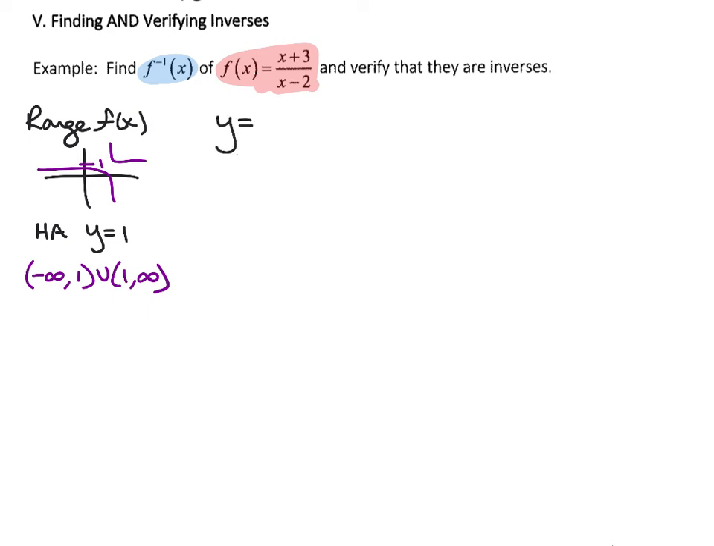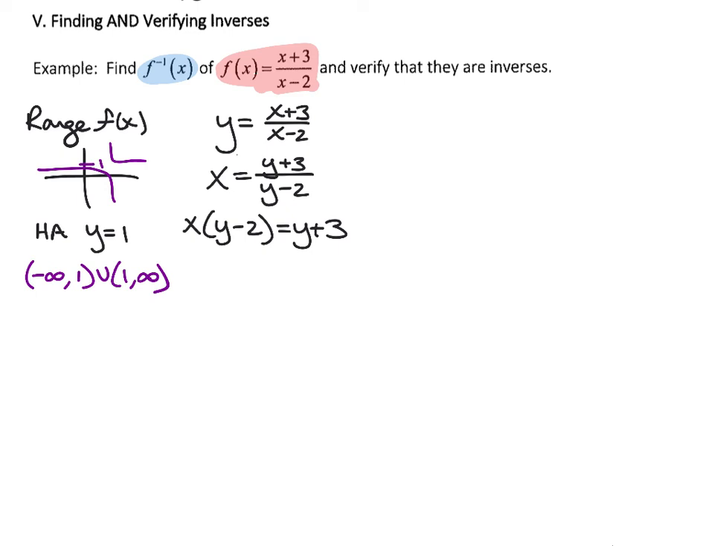We're going to switch f of x with y, since those are the same thing, and then switch all of the x's and all of the y's. Multiply by y minus 2 on both sides. Distribute. Subtract and add. Sorry if you hear our dogs barking.